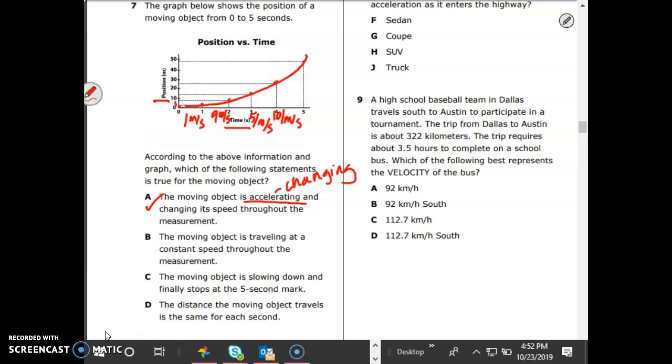The moving object is traveling at a constant speed. The only way to show a constant speed on a distance time graph is a straight line. This is not a straight line, it's a curved line. So that is not our answer. The moving object is slowing down and finally stops. Well, the only way to show stopping is to have a straight line. So if the line were to do this and go straight, that's stopping. It never went straight, so it never stopped. And the distance the moving object travels is the same for each second. Well, we can look at the graph and clearly see that's not the answer, so A is our best answer.